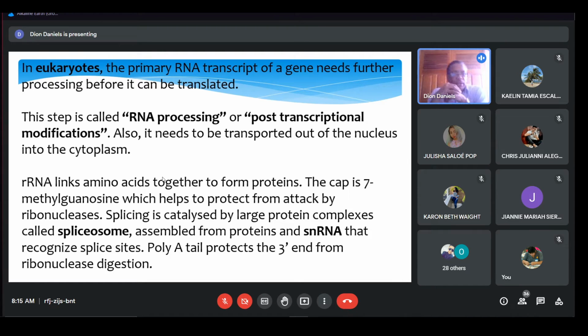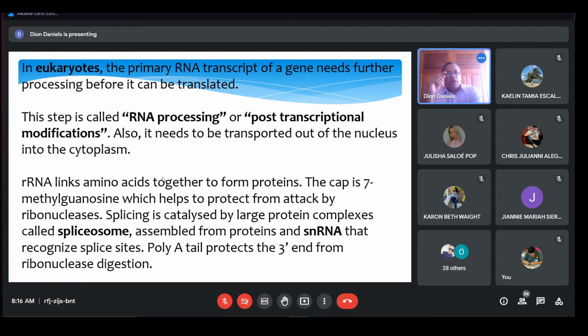Ribosomal RNA links amino acids together to form proteins. This occurs in the ribosome, right? The cap of 7-methylguanosine helps to protect from attack by ribonucleases. What we're explaining here are the processes, but this will be explained even better with my diagram on the next slide. So one end of that messenger RNA is capped with a methylguanosine, and it helps to protect from attack from ribonucleases.